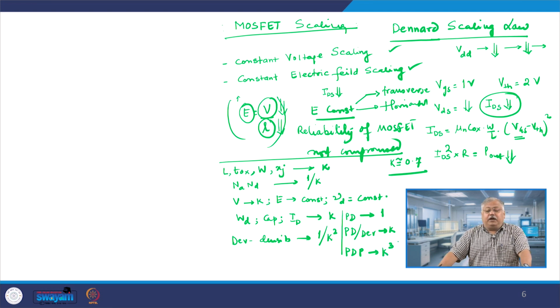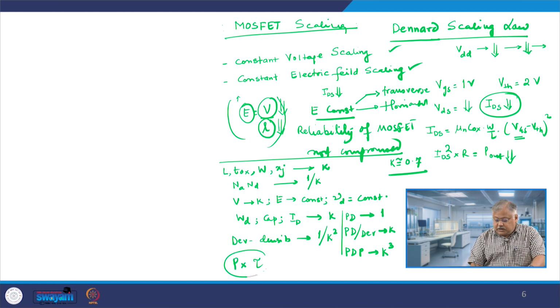What is the meaning of power delay product? Power delay product basically means power into tau, tau is the delay, and that multiplied changes by a factor of k square. Okay. So, basically that factor of k cube is the change for the PDP, right. You need to also look at the delay part, circuit delay. Circuit delay is given as CV by I approximately, and this becomes k. And this k is 0.7, depending upon the technology where you are.